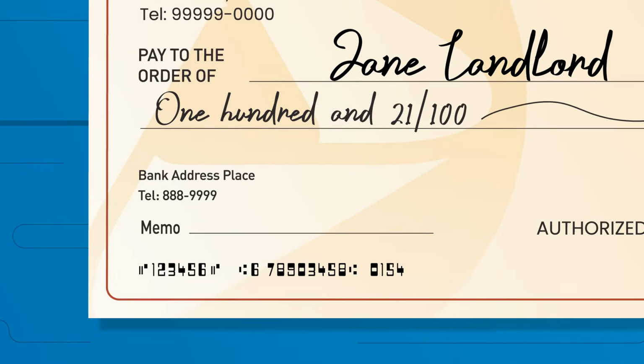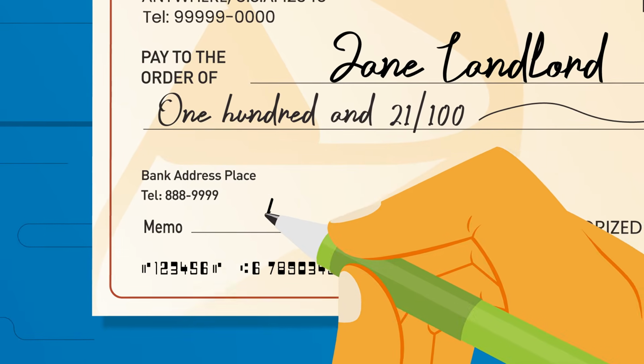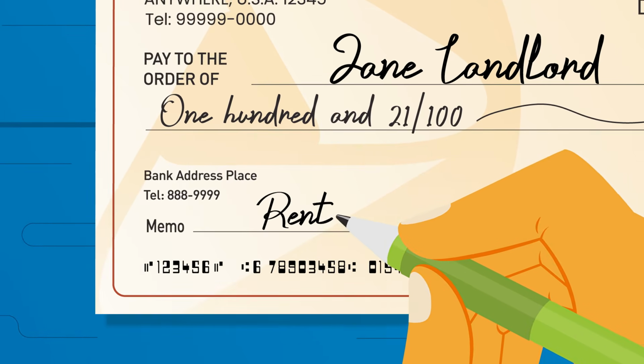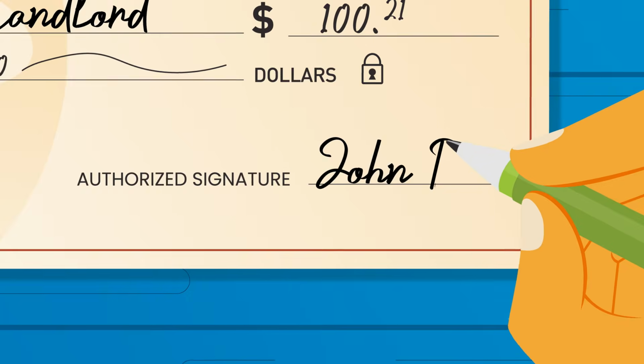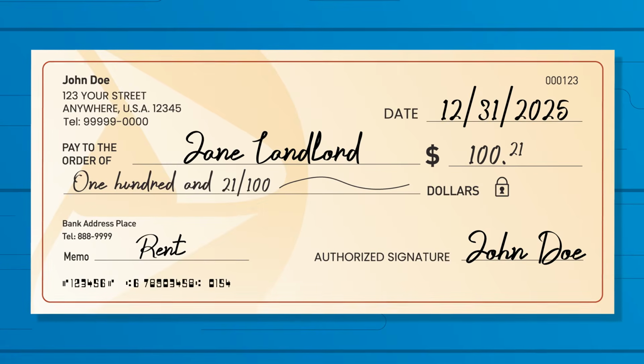Step 5. On the lower left, you can fill out the memo line to note what the check is for. Final step, sign the check. That's it. Now you're a check writing pro.